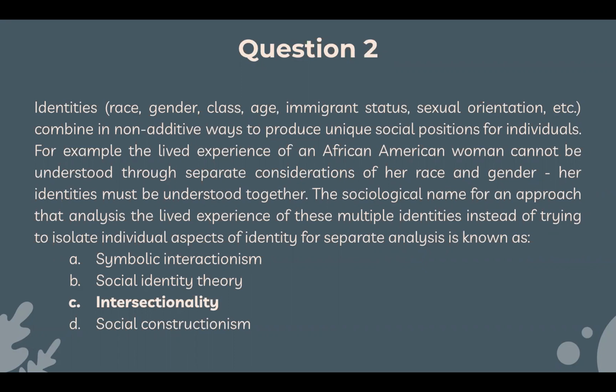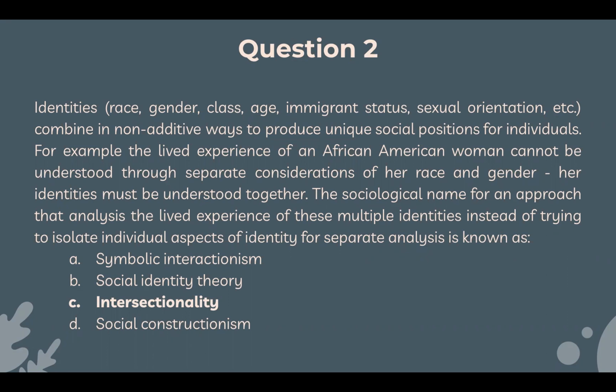For example, a white woman and an African-American woman can both identify as a woman, but they don't necessarily have the same experiences because of their race. So option A is wrong because symbolic interactionism is a theory that states that people act towards things based on the meaning that they have towards the references. For example, a stick figure with a dress means woman because we associate dresses with women.